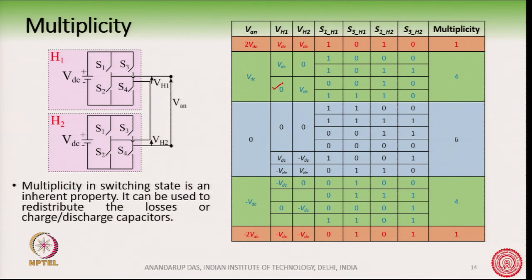Suppose I am in a situation where the capacitor voltage is going down and I want to immediately charge the capacitor, and I see that at that point of time the direction of current is such that if I choose this multiplicity, then I will be able to charge up the capacitor quite quickly. I will choose that one instead of the second one. So, therefore, this multiplicity can be used to balance the capacitor voltages, for example, if it is a STATCOM application.